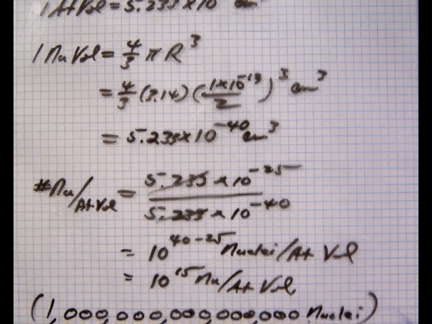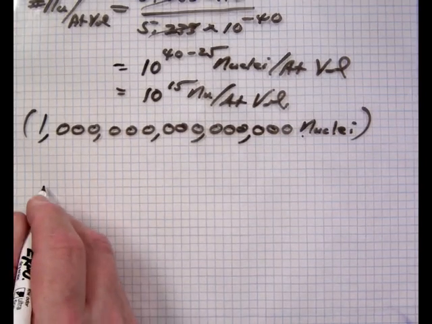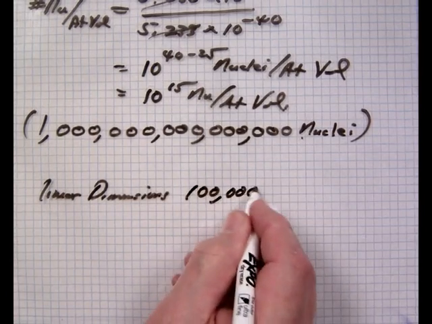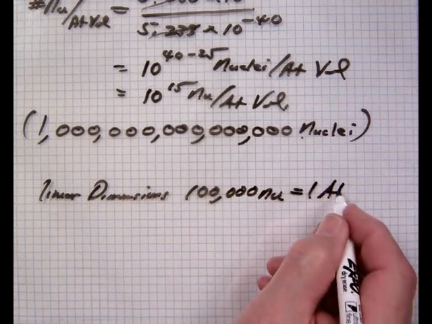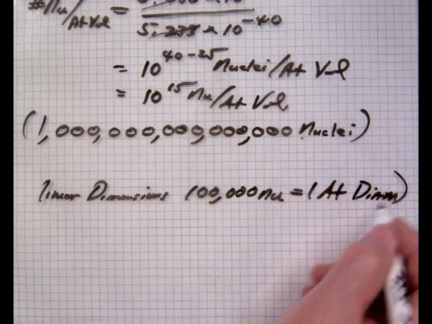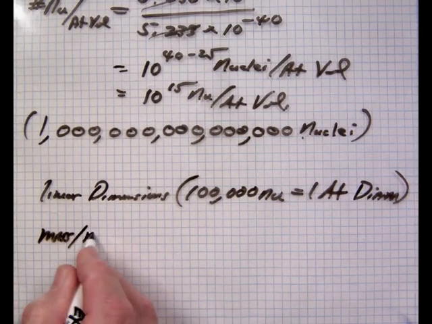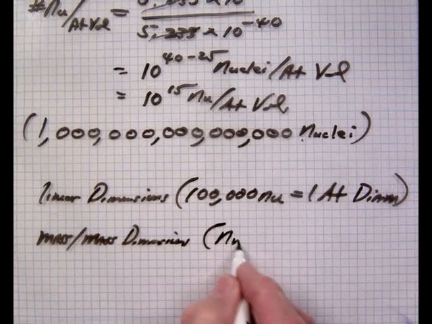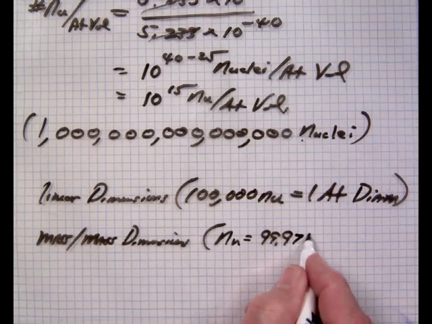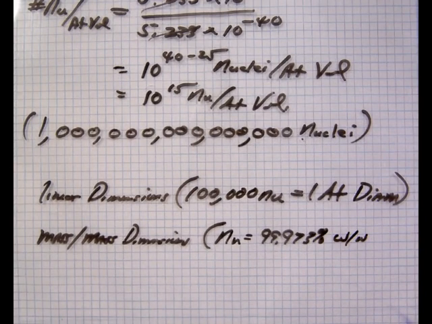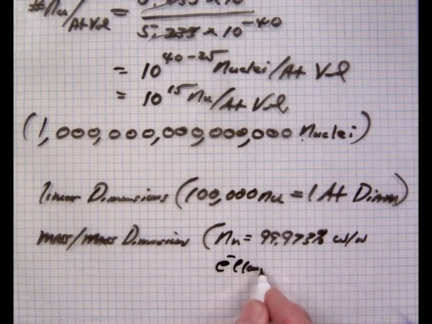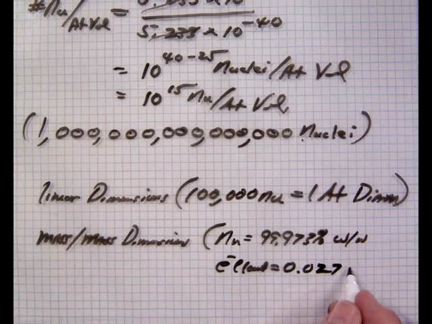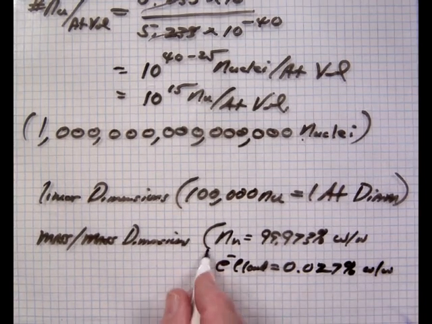So what I want you to take away with you is, linear dimensions: 100,000 nuclei equal 1 atomic diameter. Mass dimensions, nucleus and atom: the nucleus equals 99.973% weight contribution of the atom, and the electron cloud is equal to 0.027% weight of the mass of the atom.